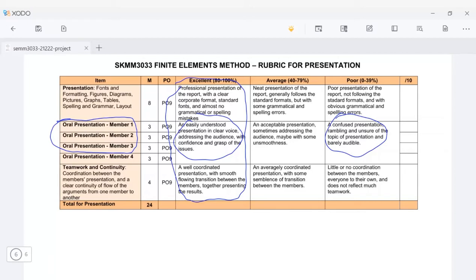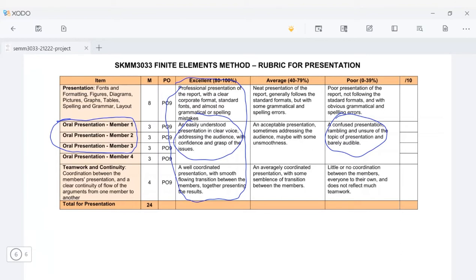So I hope I've given you a very clear idea of the expectation of the project. Okay, I have given you the rubric so that you can score the best score possible. The best score possible. The problem is, this is funny.